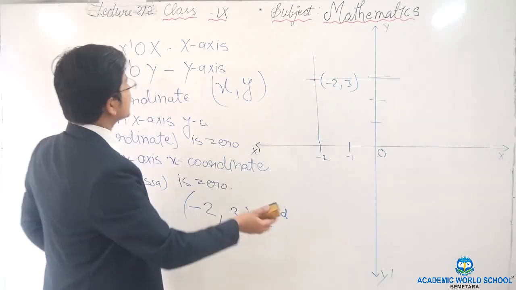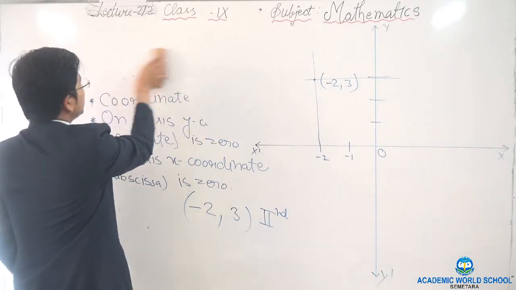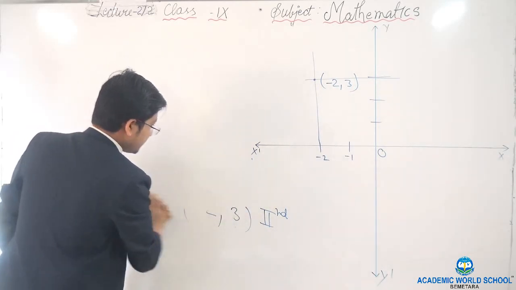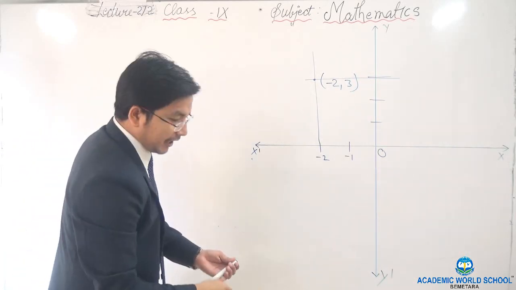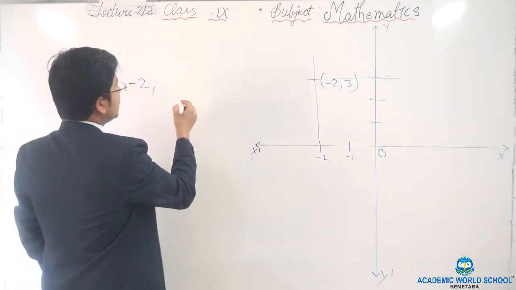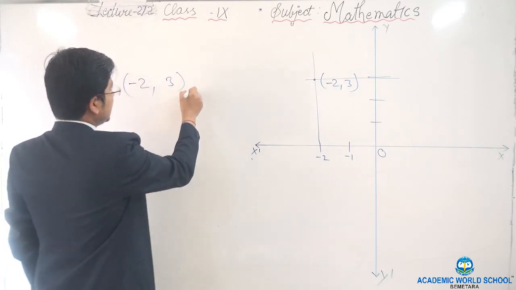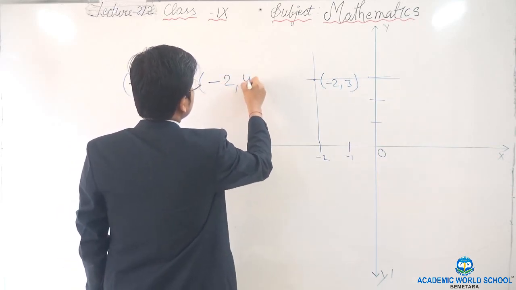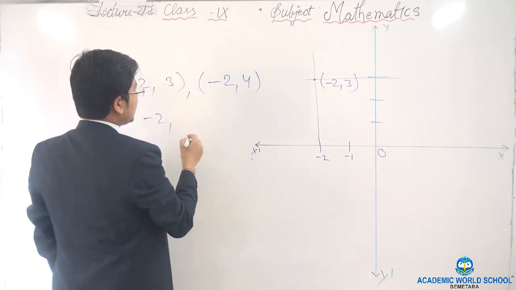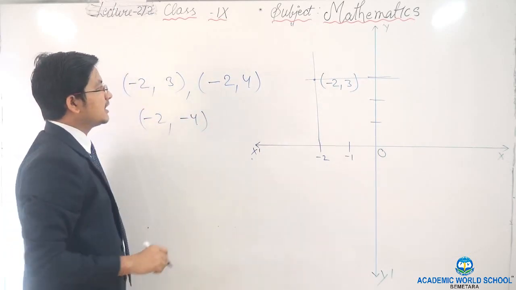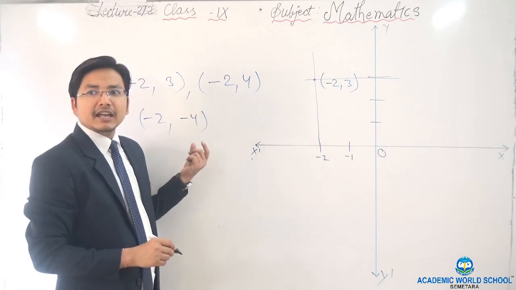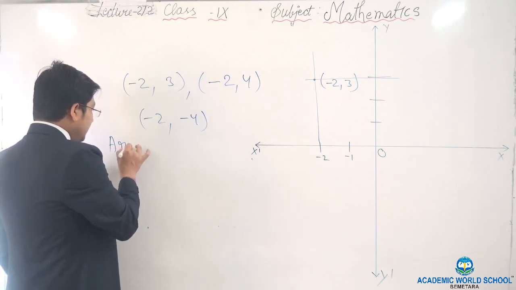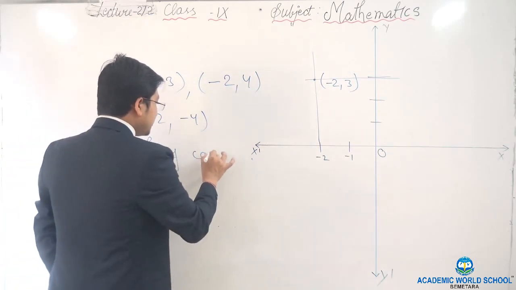Now I am asking you a question. I am giving you 3 points: -2, 3; -2, 4; and -2, -4. These are the points I am writing. The question is, are they collinear?